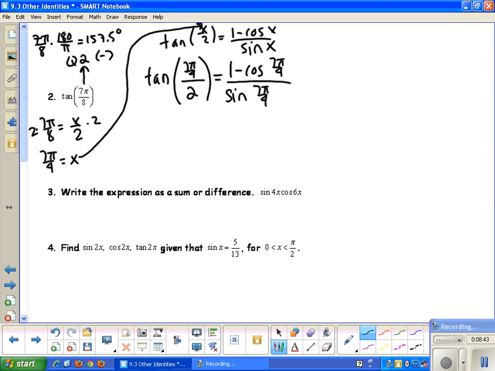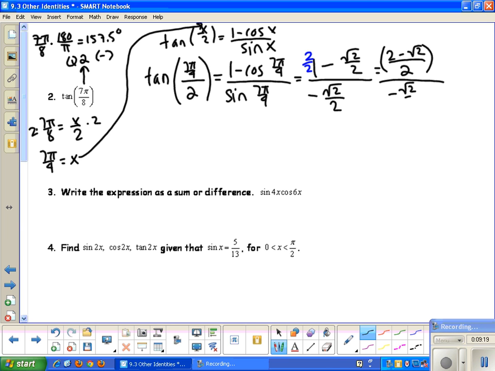And now I have to simplify this because the cosine of 7 pi over 4 is on my unit circle. So I get 1 minus root 2 over 2 divided by the sine of 7 pi over 4, which would be root 2 over 2. And sorry, that's negative. And then I have to go ahead and simplify this. So in my numerator, I need a common denominator, so I multiply that by 2 over 2. So when I do that, I get 2 minus root 2 over my common denominator divided by negative root 2 over 2. And now I have a fraction divided by a fraction.